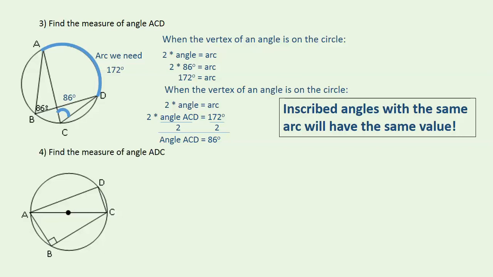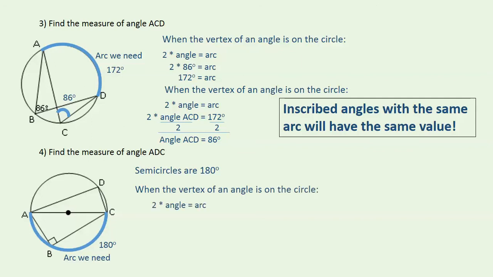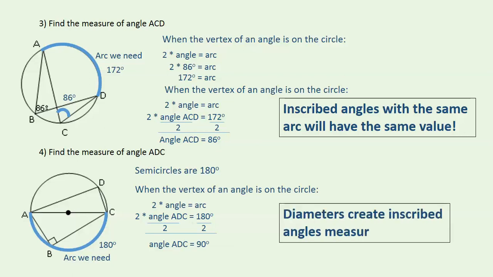Now, let's find the measure of angle ADC. The arc across from ADC is what we need, and we know that semicircles are 180 degrees. So when the vertex of an angle is on the circle, 2 times the angle equals the arc. So 2 times angle ADC is going to be 180 degrees. Divide both sides by 2, and angle ADC is 90 degrees. Diameters create inscribed angles measuring 90 degrees, always.